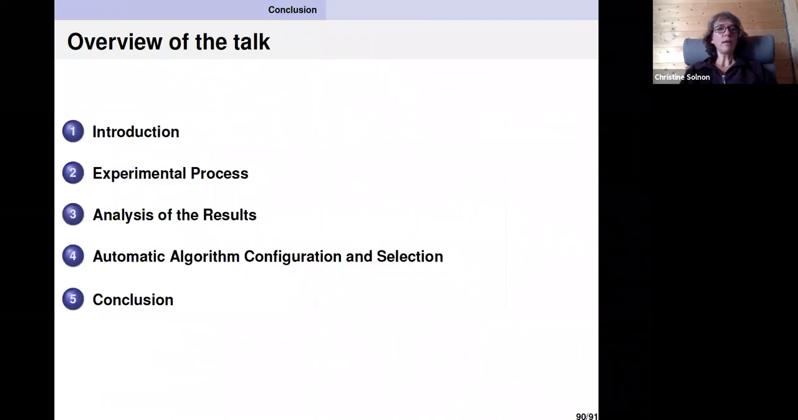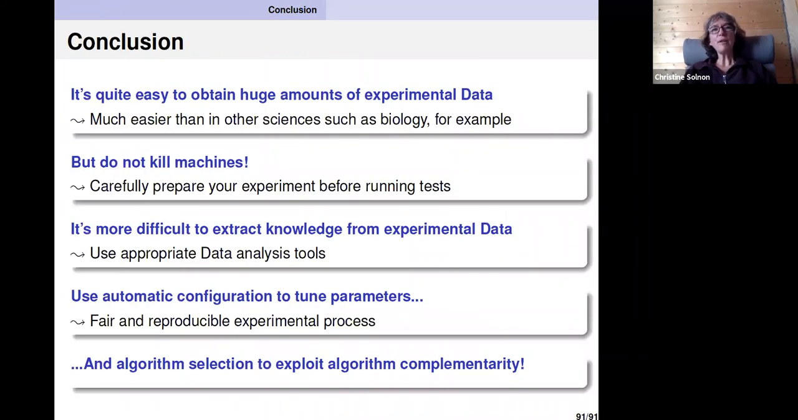And that's my final word. That was the result of subgraph isomorphism, but this is not very important. The conclusion is that it's very easy to obtain huge amounts of experimental data. Actually, it's much easier than in other sciences, such as biology, for example. And maybe because it's easy to obtain huge amounts of experimental data, we are really bad at collecting and analyzing experimental results in computer science compared to other sciences such as biology. Maybe this is because it is so easy to do these experiments.